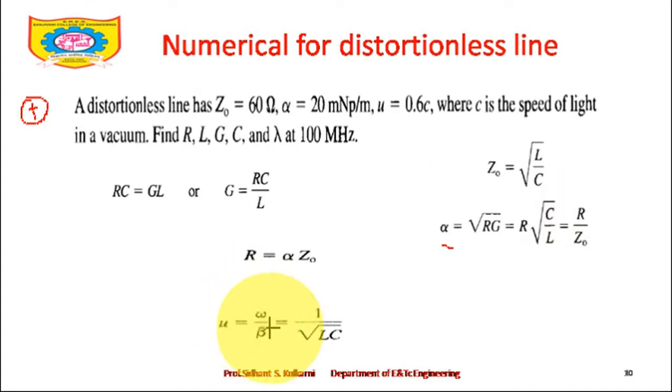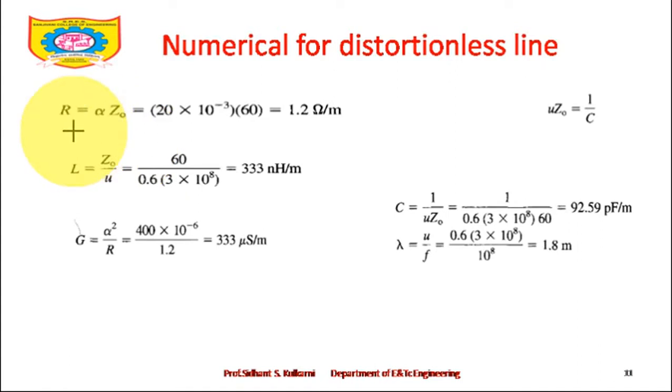Similarly, velocity equation is omega upon beta is equal to 1 upon under root LC. Put the values of those equations and try to get the answer. See, equations are in front of you, you are just supposed to play with those equations to get to the final answer, and you will get the final value of R as alpha Z0. You will get this as 1.2 ohm per meter. Similarly, if I want to calculate L, it will become Z0 upon U. Z0 is known to me, velocity is known to me, and finally I will get 333 nanohenry per meter. Similarly for G, alpha square upon R.